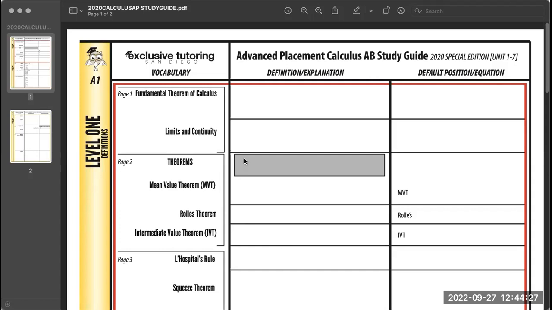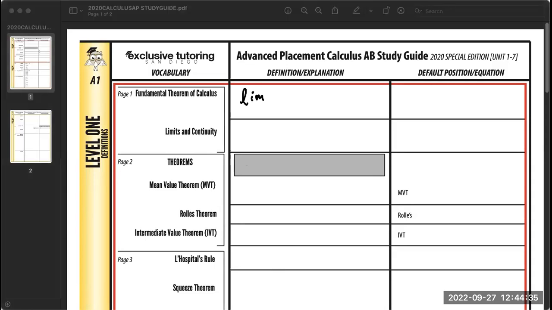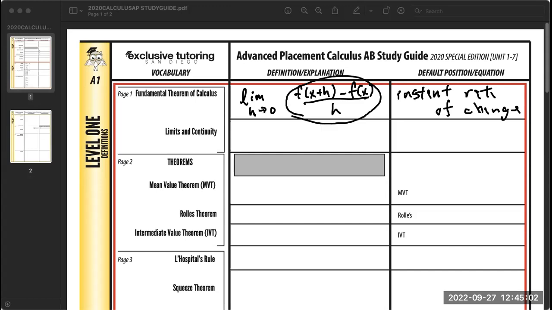What we got to talk about, you guys probably already know this, but in here, you've got your fundamental theorem of calculus. That's your limit of h approaching 0, f of x plus h minus f of x all over h. What this is, it's an instant rate of change. Okay, it's an instant rate of change. It's a slope where the bottom is as close to 0 as we can get it.